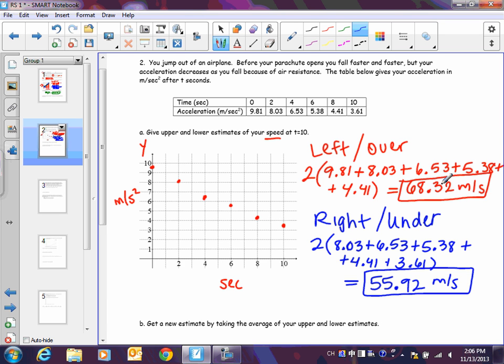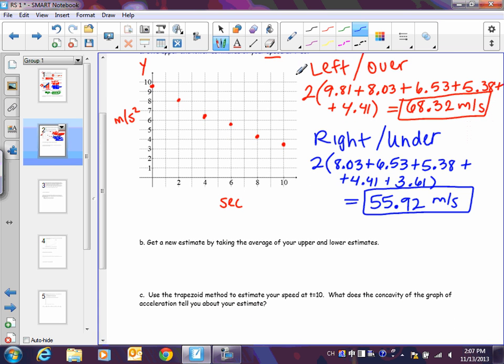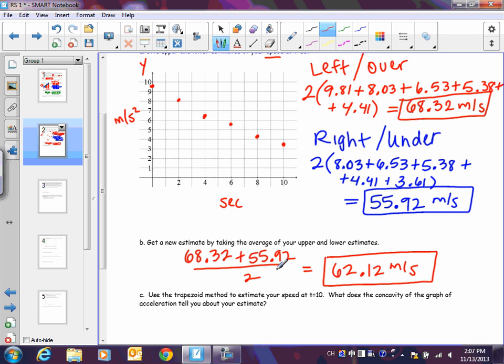All right. So B says get a new estimate by taking the average. Okay, this is just like what we did before. Neither of these really is that good of an answer, and so we're going to add them up. Divide by 2. And so far, this is our best answer, 62.12 meters per second.